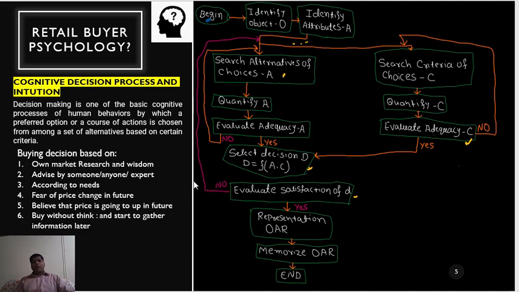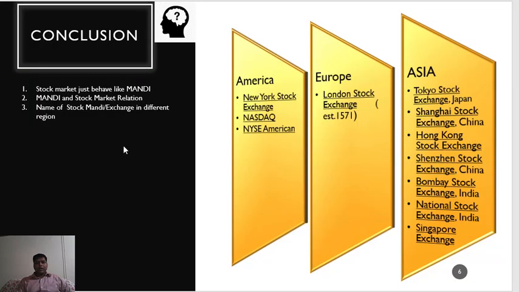So here we talk about now our main topic, the marketplace. How many types of marketplace are available in India and in Asia, North America and European countries? We say these are all exchanges.